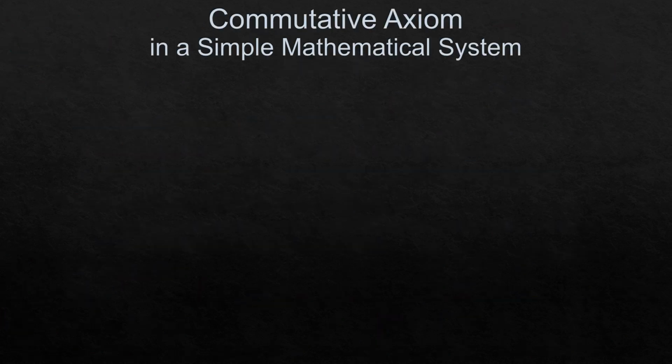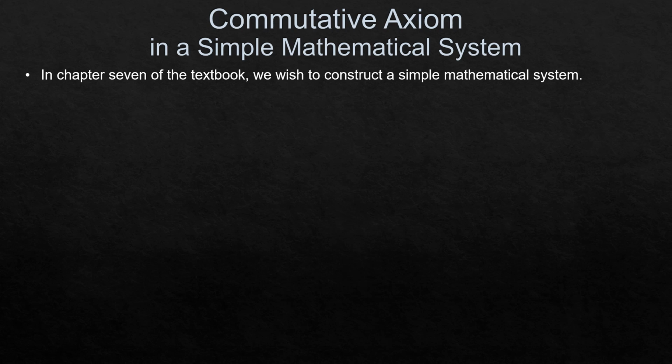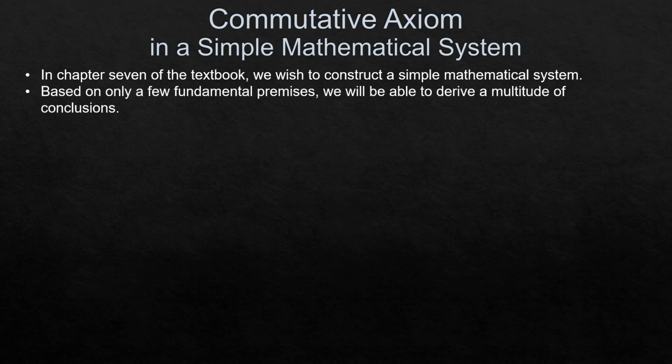Okay, we will start section 7.1. Now in chapter 7 of the textbook, we wish to construct a simple mathematical system. Based on only a few fundamental premises, we will be able to derive a multitude of conclusions.